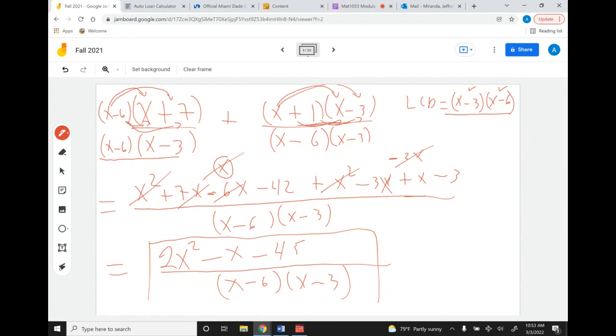Now, just for practice, what is the domain of this final expression? Well, the domain will be everything but 6 and 3. Where did I get 6 and 3? Well, when you equate the denominators to zero, you get that x cannot be equal to 3 or 6. Okay, so the domain is everything except 6 and 3, or 3 and 6, whichever order you want. Okay.